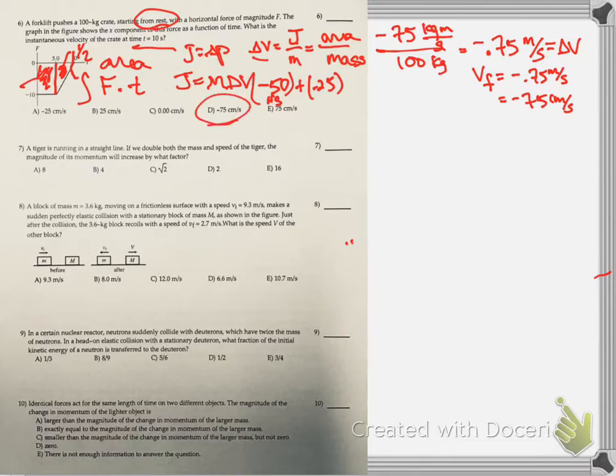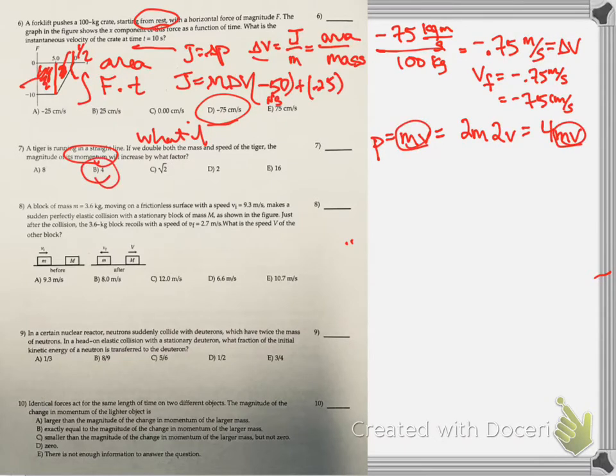A tiger's running in a straight line. If we double both the mass and the speed of the tiger, so what if question? What happens to the magnitude of the momentum? So p is equal to mv. If we double the mass and double the speed, we have 4 mv. This was our original, so our new one is 4 times as much. Pretty simple.